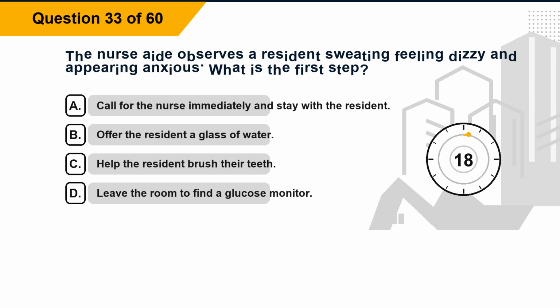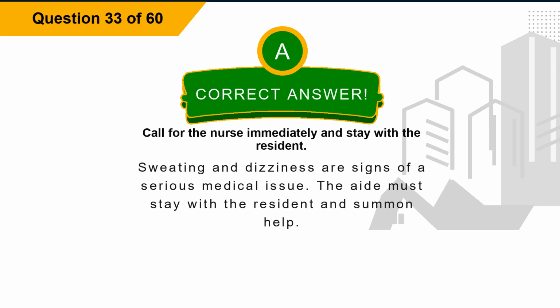Question 33. The nurse aide observes a resident sweating, feeling dizzy and appearing anxious. What is the first step? Option A: call for the nurse immediately and stay with the resident. Option B: offer the resident a glass of water. Option C: help the resident brush their teeth. Option D: leave the room to find a glucose monitor. The correct answer is option A: call for the nurse immediately and stay with the resident. Explanation: sweating and dizziness are signs of a serious medical issue. The aide must stay with the resident and summon help.